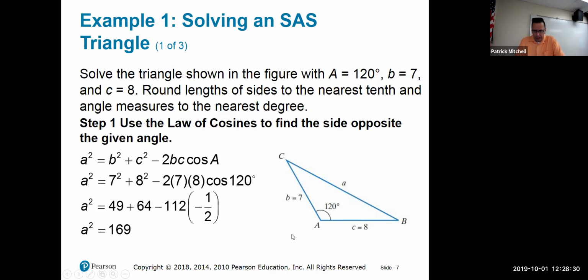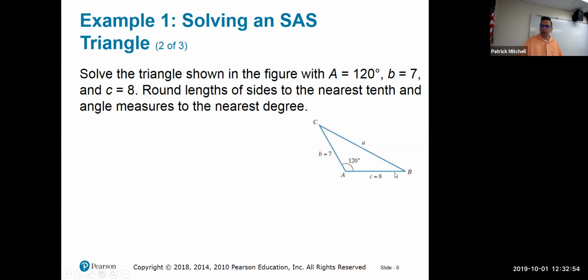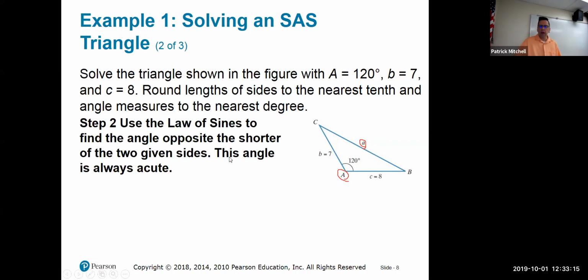Okay. Wow, they really rigged this one to come out nice. Turns out that A squared is 169, which means A is exactly 13. Okay, so now we have side A is 13. We have all three sides and we have one angle, so we have enough information to complete the A ratio in the law of sines. We have side A and we have angle A. So what we're going to do now is use that ratio.